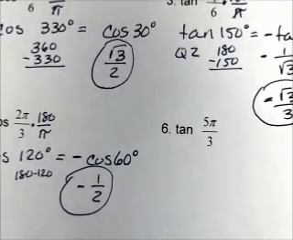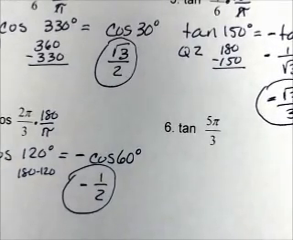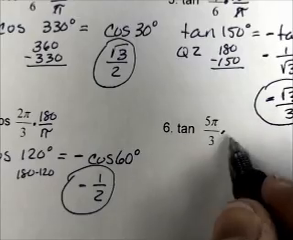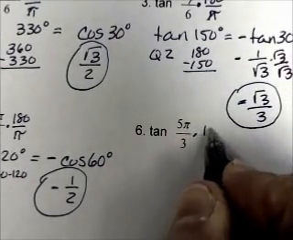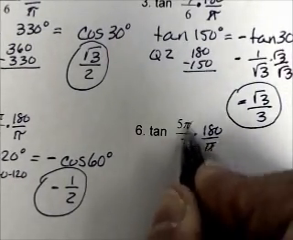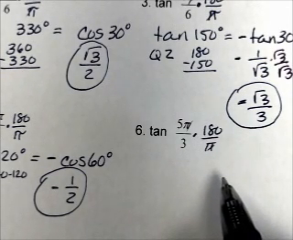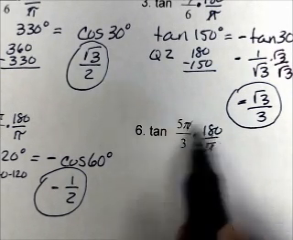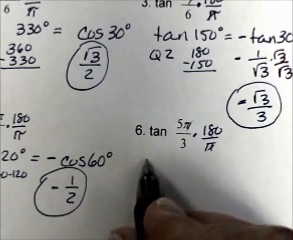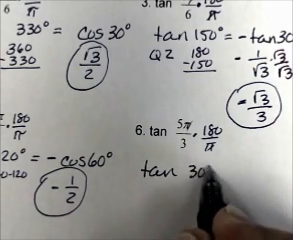Number 6, the tangent of 5 pi over 3. Convert to degrees. Multiply by 180 over pi. Pi's divide out. 3 goes into 180, 60. 60 times 5 is 300. So this is the tangent of 300 degrees.